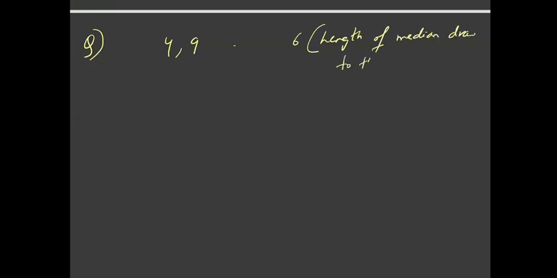Fine. So now just a small question. Say we have the length of sides of triangles as 4 and 9, and the length of median drawn to the third side is 6. Okay. So this is the length of the median drawn to the third side. So you need to find out the length of the third side.